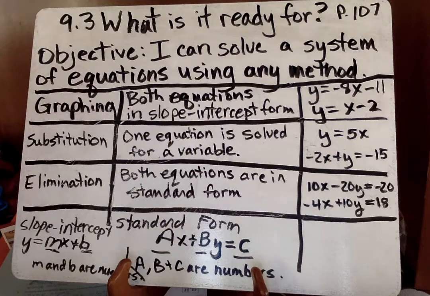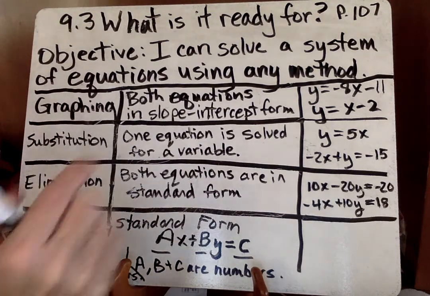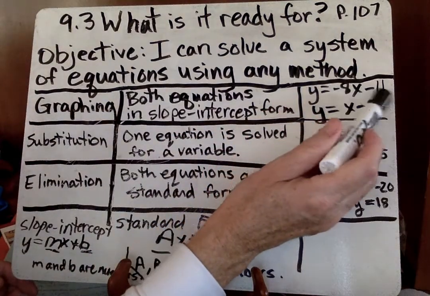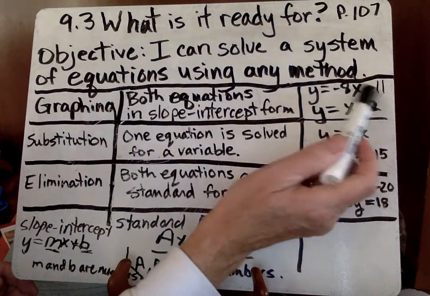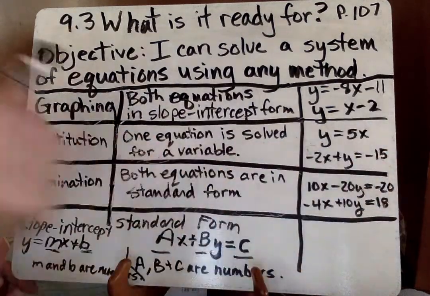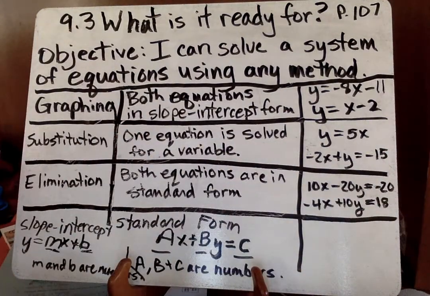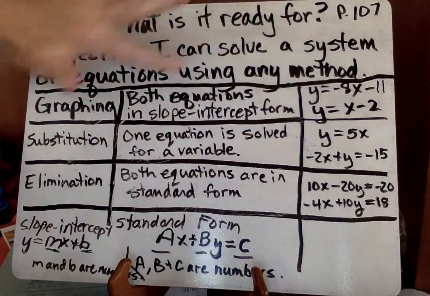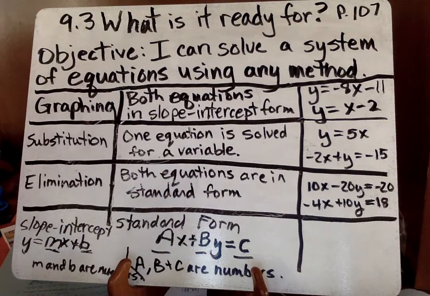For example, the first one here, to use graphing, you want both equations to be in slope-intercept form. And remember, slope-intercept form is y equals mx plus b. See how y equals mx plus b? M and b are both numbers in general. So y equals negative 8x minus 11, and y equals x minus 2. So when they're both in slope-intercept form, you can graph it and find your solution that way.